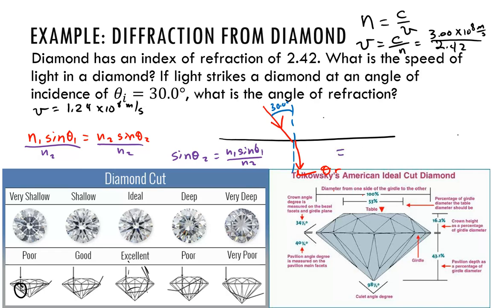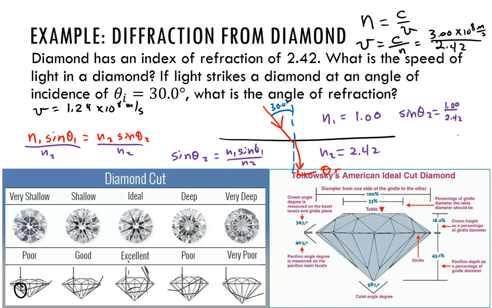n1, since this is air, is 1.00 to 3 significant digits. Air is very close to vacuum, so you don't have to look that one up. And n2 is what was given in the problem, right? In this case, yes. Okay. And so when I put in those numbers, sine theta 2 is equal to 1.00 over 2.42 times sine of 30 degrees.